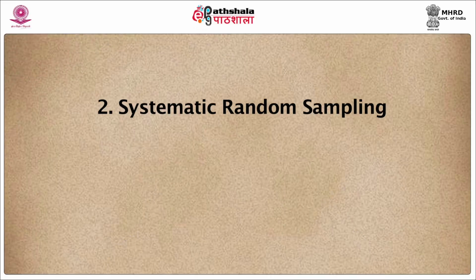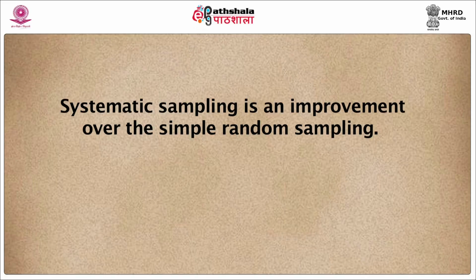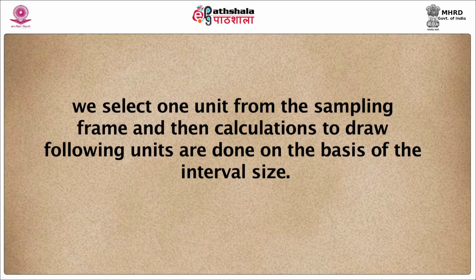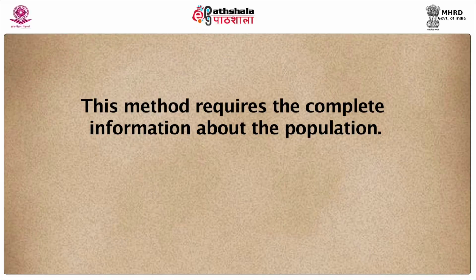2. Systematic random sampling. Systematic sampling is an improvement over simple random sampling. This method requires the complete information about the population. In this sampling method, we select one unit from the sampling frame and then calculations to draw the following units are done on the basis of the interval size. Basically, you choose every nth participant from a complete list.